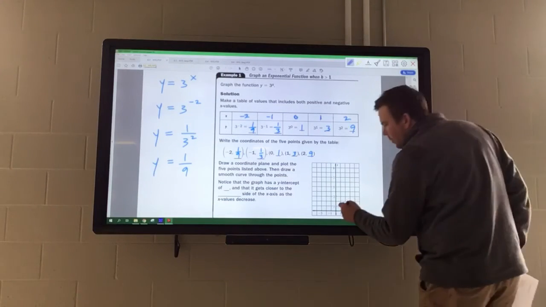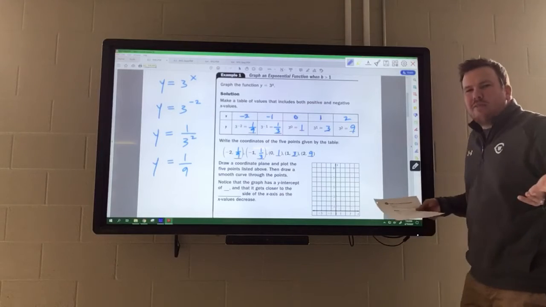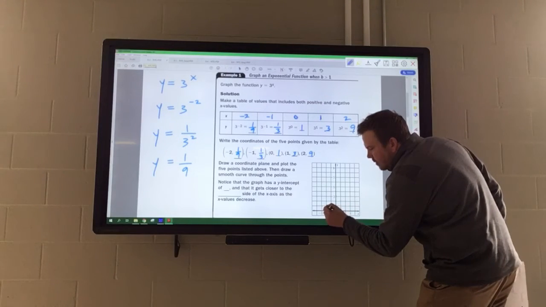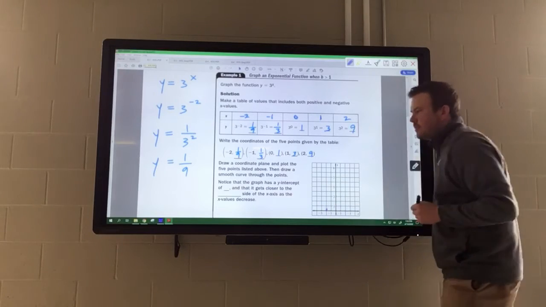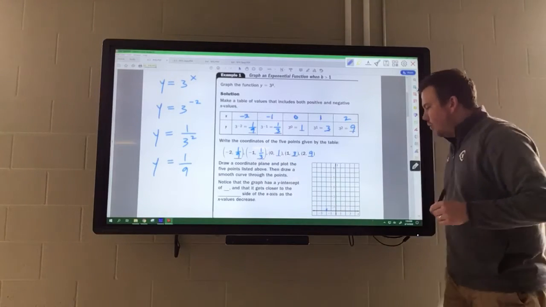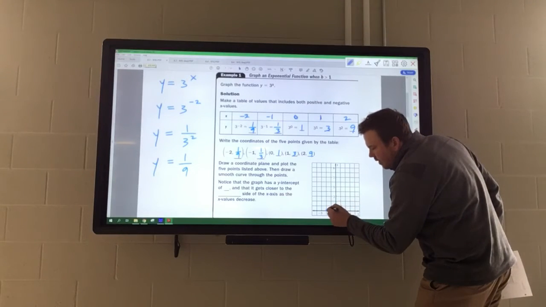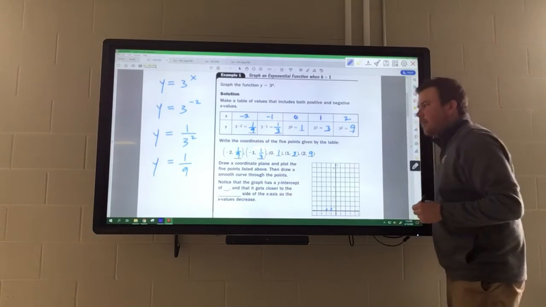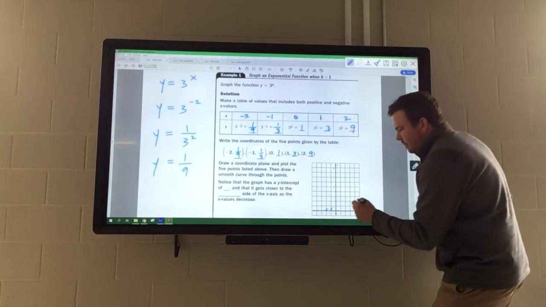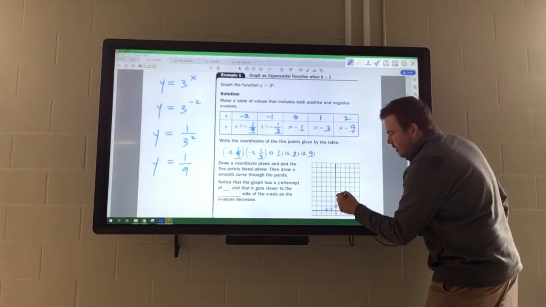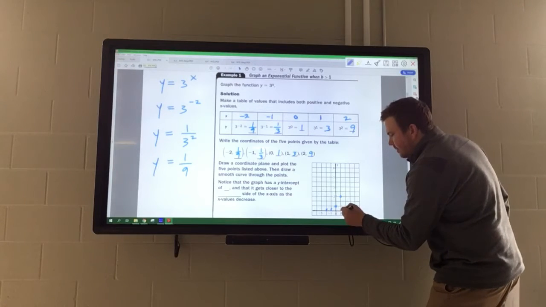So negative 2, 1/9. How do I graph 1/9? Just go somewhere in between 0 and 1. This one's going to be closer to 0. Negative 1, 1/3. Again, how do you graph 1/3? Just in between 0 and 1, a little closer to 0. 0, 1. 1, 3. And 2, 9.